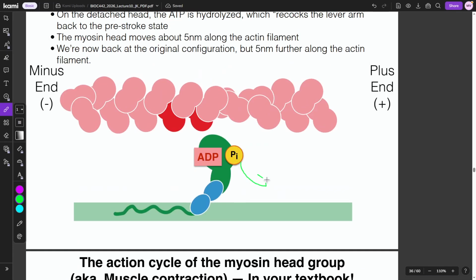Then again, we're going to repeat the process. The PI is going to leave. The ADP myosin head will bind to the myosin binding sites. It will cause the power stroke. The ADP will be released. Then the ATP will bind and then hydrolyze to cock this back into this position again, and you reset.